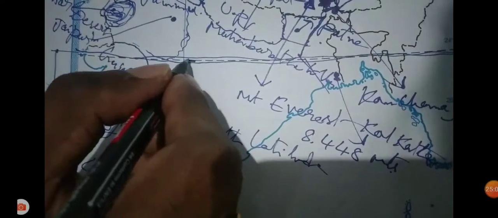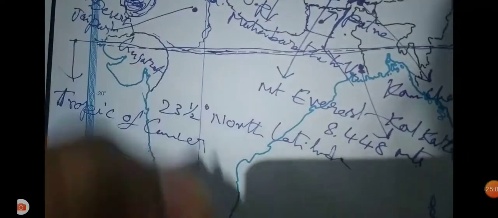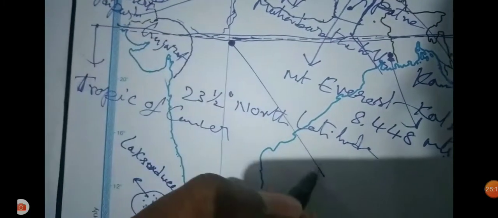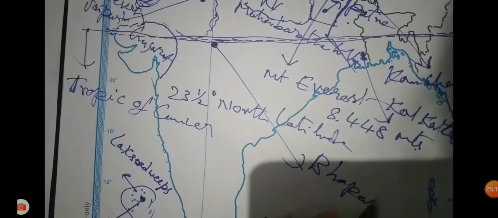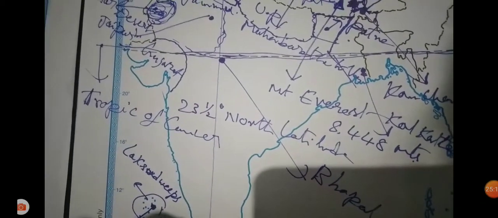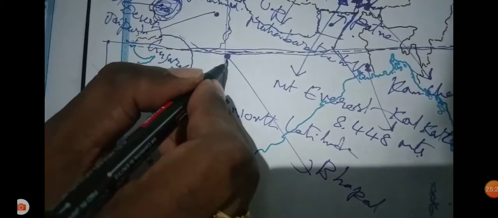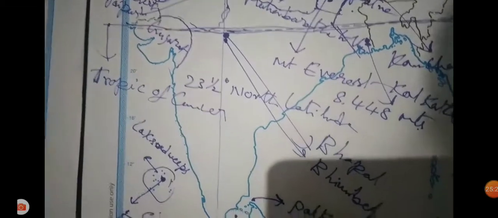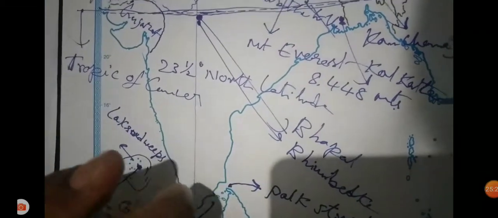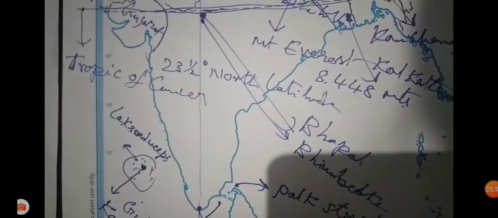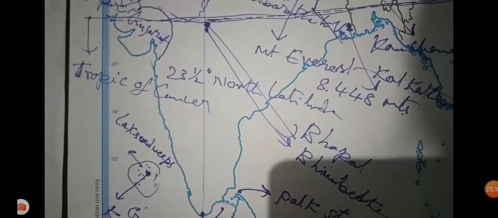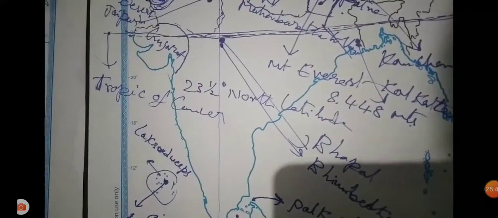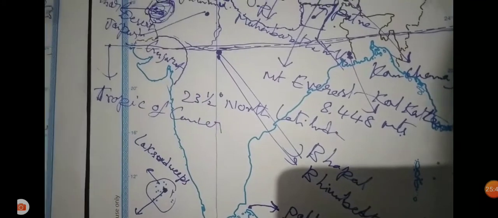Actually, this is the Tropic of Cancer, passing through Bhopal, and we have drawn this straight line. Bhopal is the capital of Madhya Pradesh. Near Bhopal is Bhimbetka, which means old caves, the old caves of our ancestors. These Indian old caves are located in Madhya Pradesh, near Bhopal.